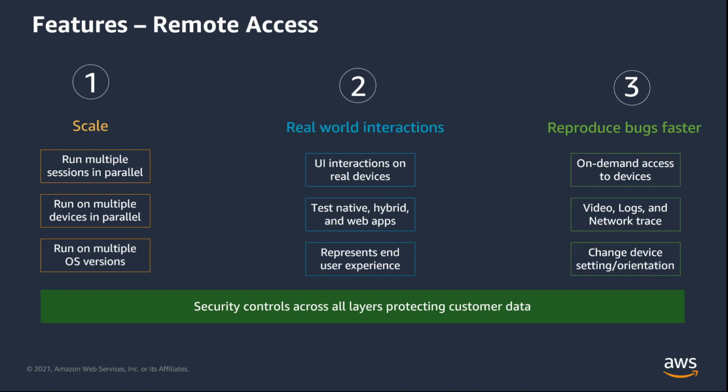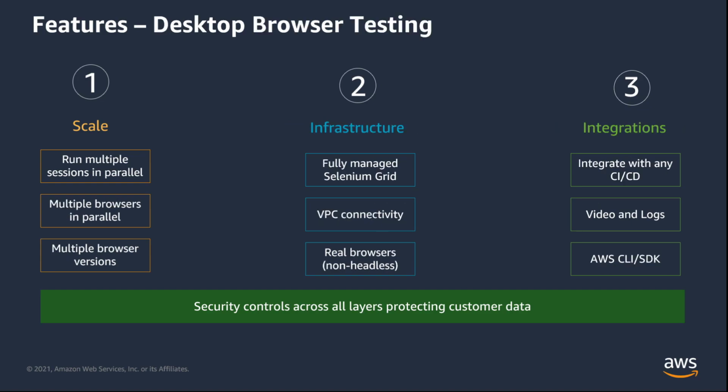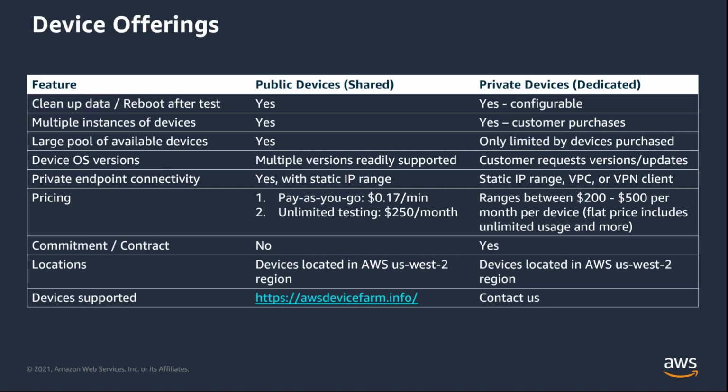With remote access, you can perform gestures and swipes, and change device settings to perform real-world UI interactions on a real device inside a browser. This feature produces videos, logs, and network traces for your interactions, enabling you to manually debug issues faster. For desktop browser testing, Device Farm hosts a fully managed Selenium grid that can connect to different browser types and versions in parallel. This enables faster scaling and cost savings. Integration with CI/CD systems is simple using AWS CLI or the AWS SDK, which is available in multiple languages.